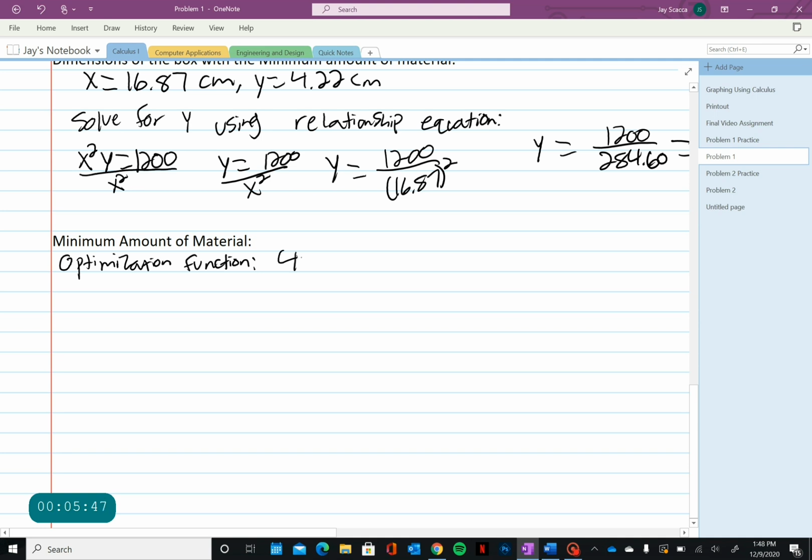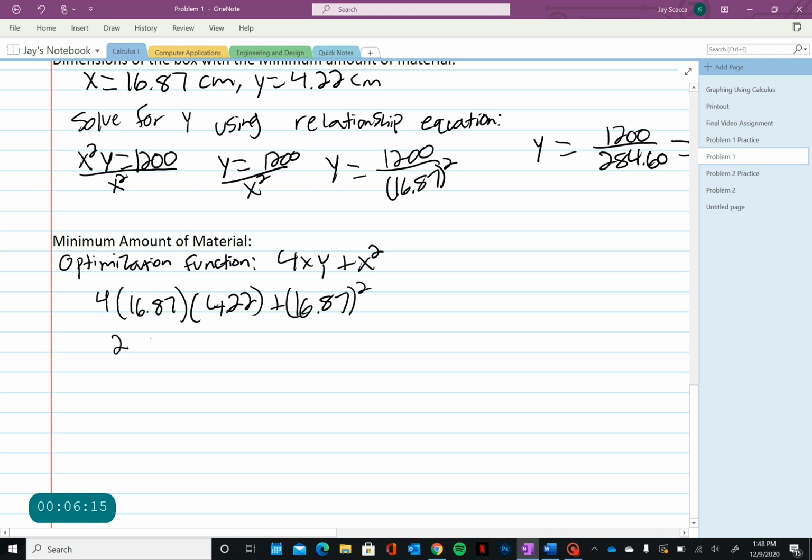Which is 4xy plus x squared. So then we could just plug in both x and y to the equation, which gives us 4 times 16.87 times 4.22 plus 16.87 squared.